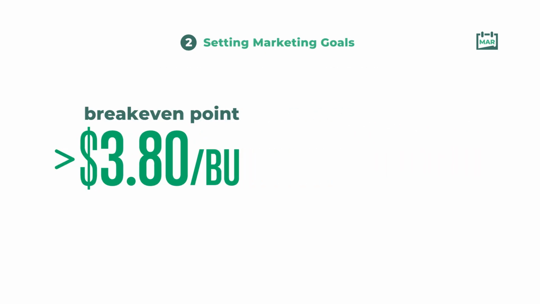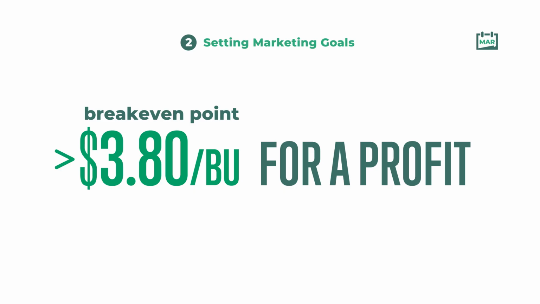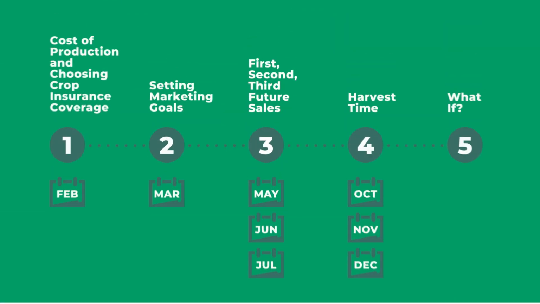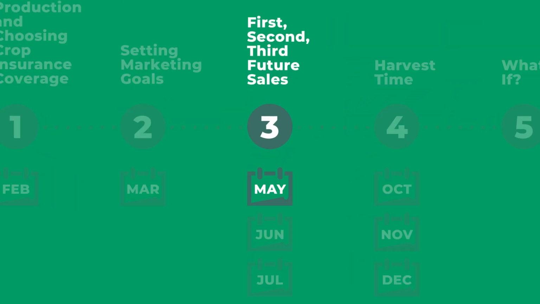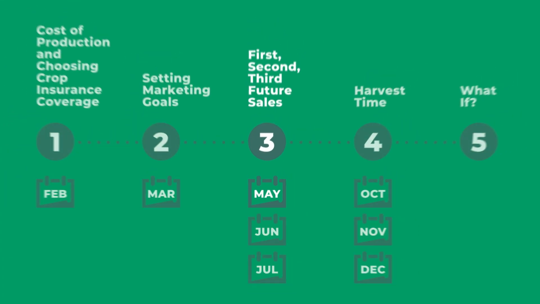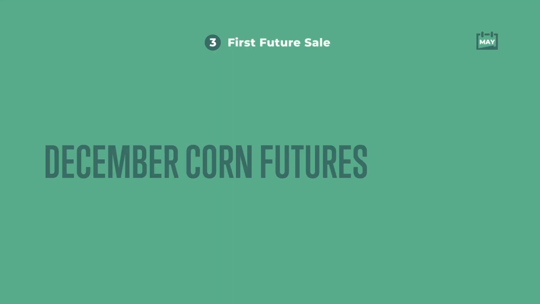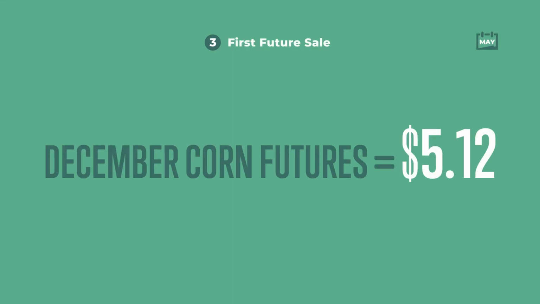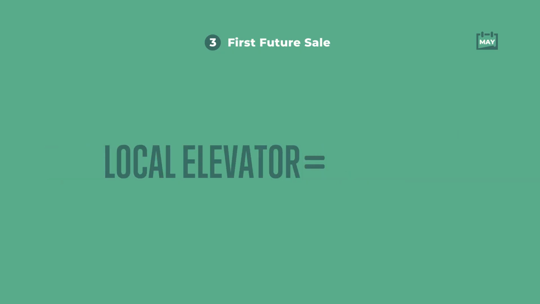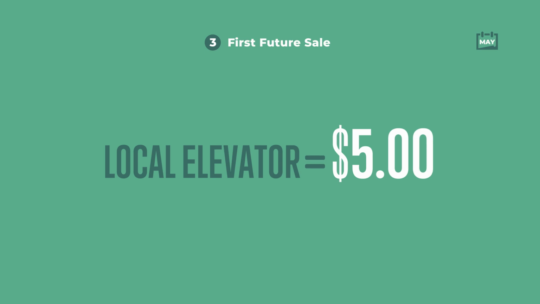This means you need to sell the crop for more than $3.80 per bushel in order to have a profit. Let's see how this plays out during a growing season. It's May. You've just finished planting your 100 acres, and you notice the December futures price for corn is $5.12. You call your local elevator and find out their price is $5.